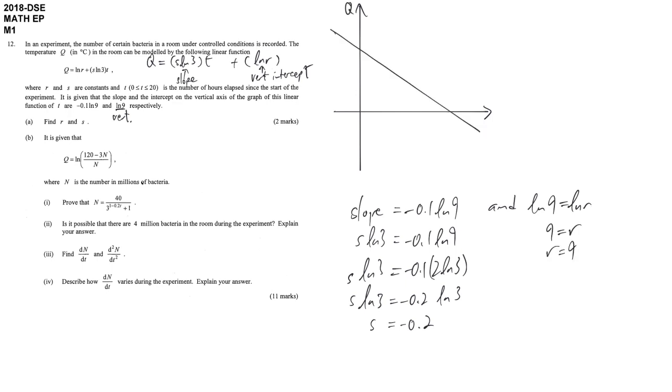The line is like this with our input and output, and the vertical intercept is natural log 9. But be careful, sometimes they may tell you the horizontal intercept. In those cases, you put x equal to the intercept value and y equal to 0 into the equation.